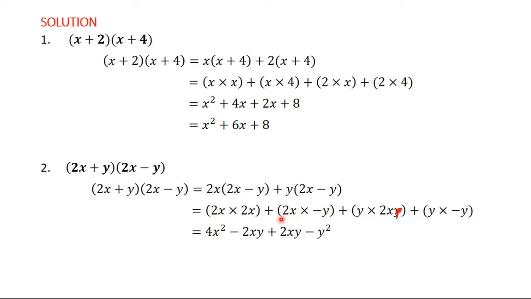We know that that's going to give us minus 2xy. Then the next one, we have y times 2x, and we know that that's going to give us plus 2x. Then y times minus y is going to give us minus y squared. So we can see from here that we have minus 2x and we have plus 2x. So minus 2x and plus 2x are going to cancel each other out. So finally we are going to get 4x squared minus y squared.